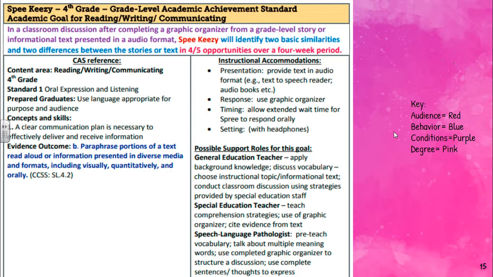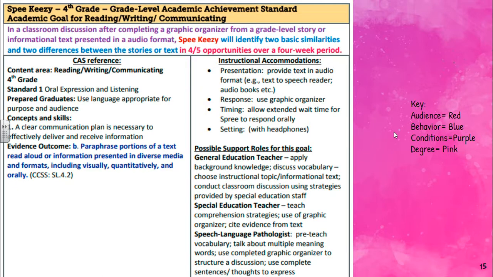So we notice that the student's name is highlighted in red. The behavior is in blue. This student will identify 2 basic similarities and 2 differences between the stories or text. And then we talk about the conditions in order to be able to do that, which are in purple. The conditions include being given and completing a graphic organizer, or being given the text presented in an audio format. And then how often? In 4 out of 5 opportunities over a 4-week period.